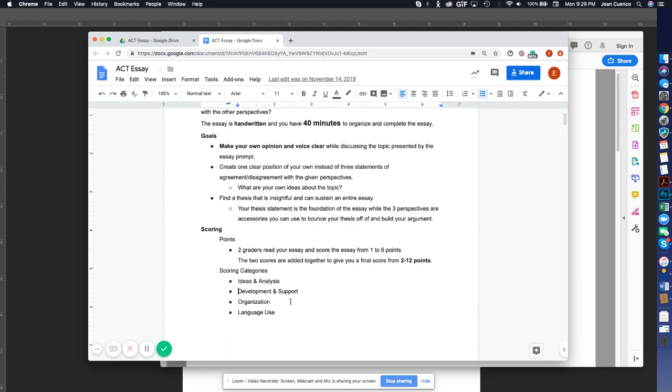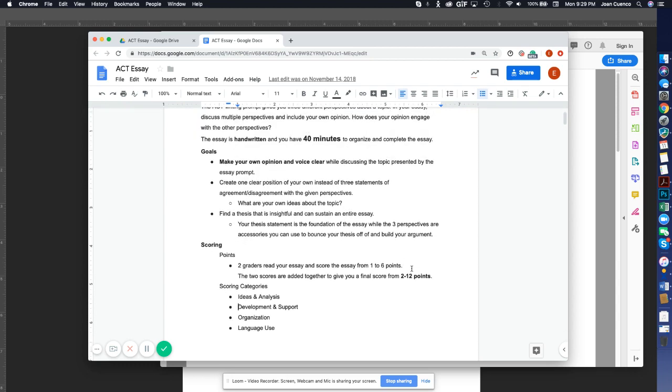Finally, they'll take the score total for each category, add them up, and divide by 4, so your final essay score will be an average of the 4 individual scores on these categories. So your essay score on the ACT will end up being 1 cumulative score that's between 2 and 12 points.